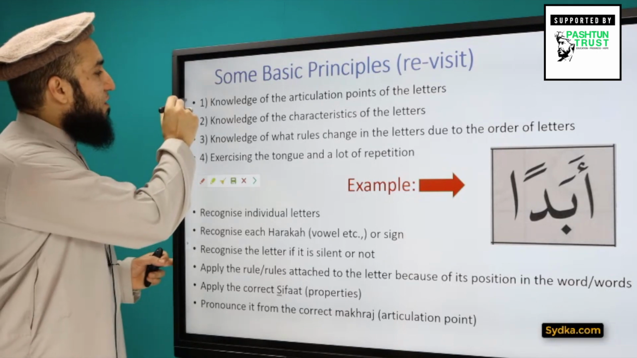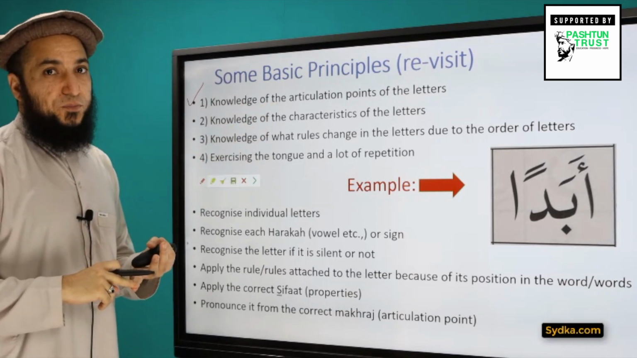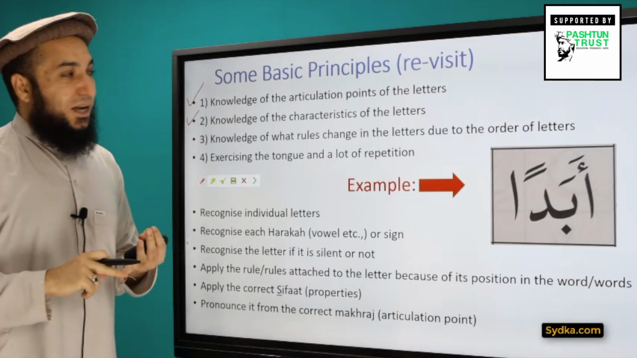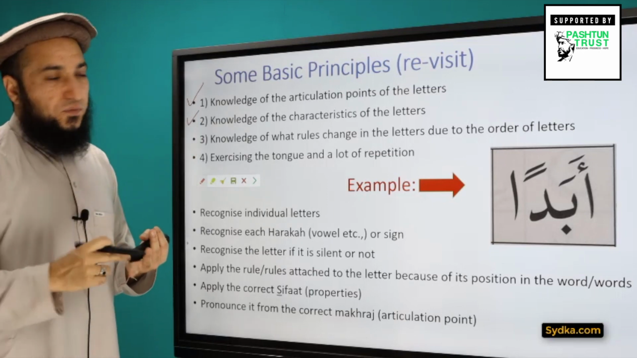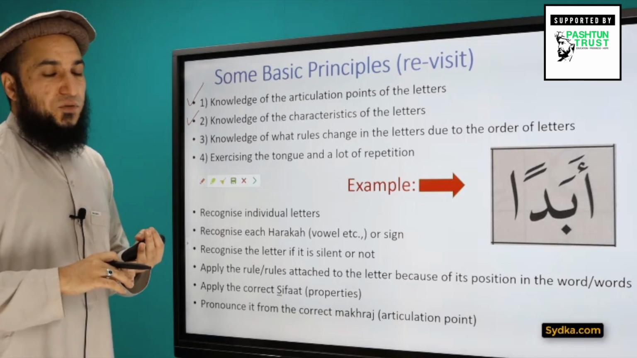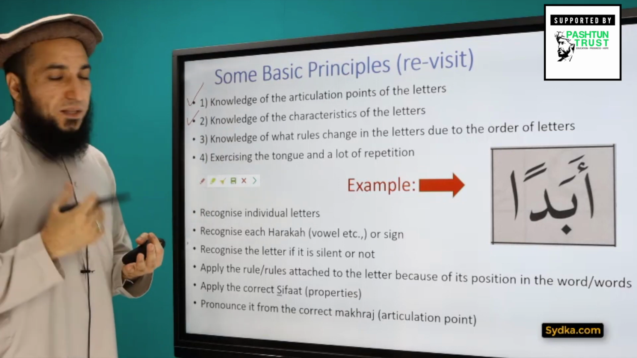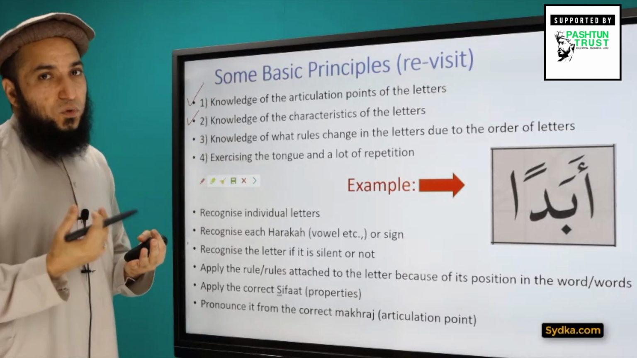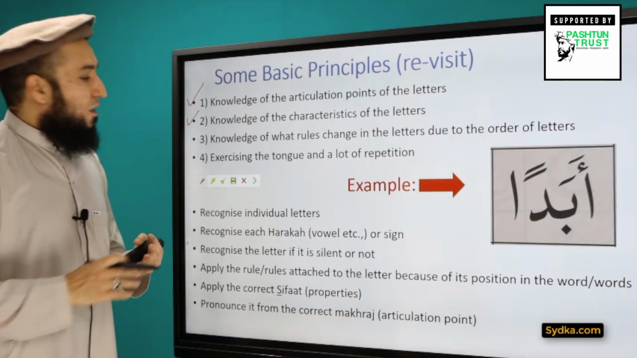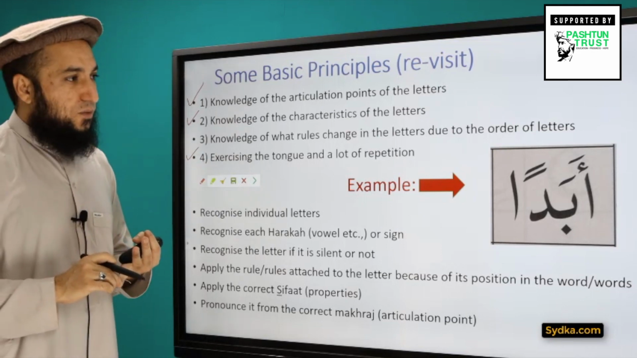So the first one is we need to have the knowledge of articulation points for each letter. The second one is we need to know the characteristics of each letter, the sifat of each letter. We have studied only a few of them so far, but we will study the rest in advanced level. The third one is the knowledge of rules attached to individual letters because of their position in a word or words. The fourth one is exercising the tongue and a lot of repetition.